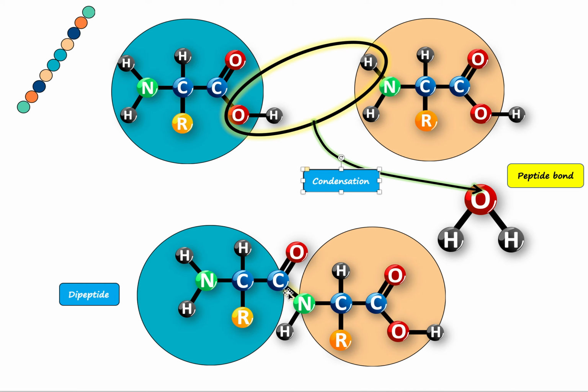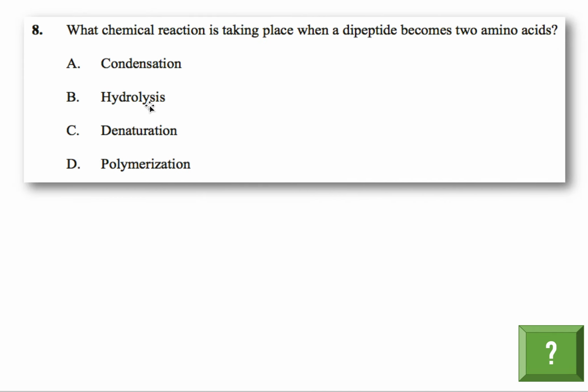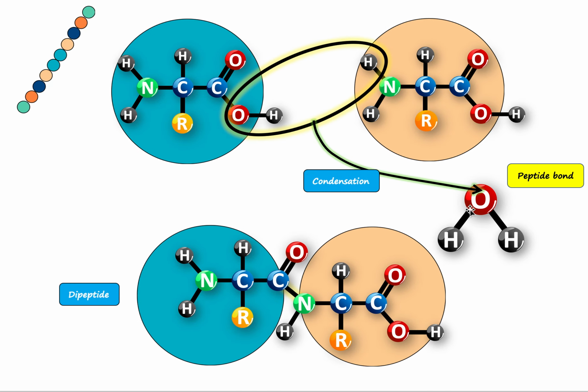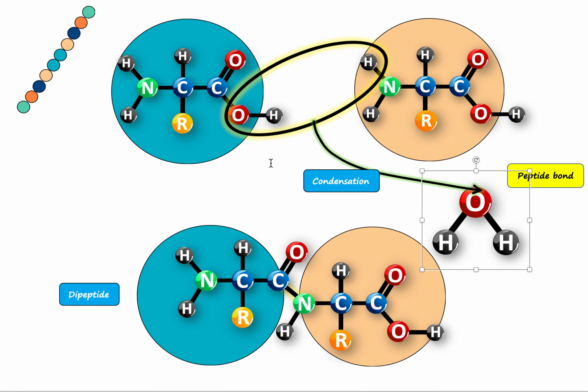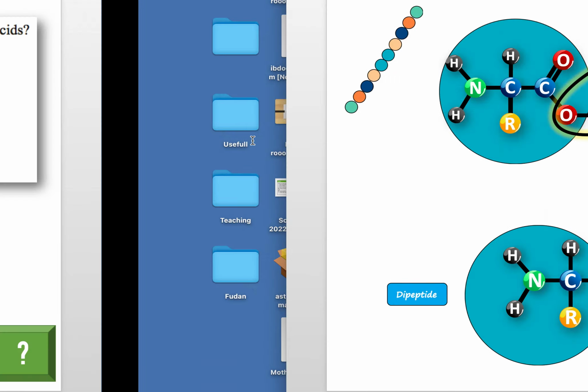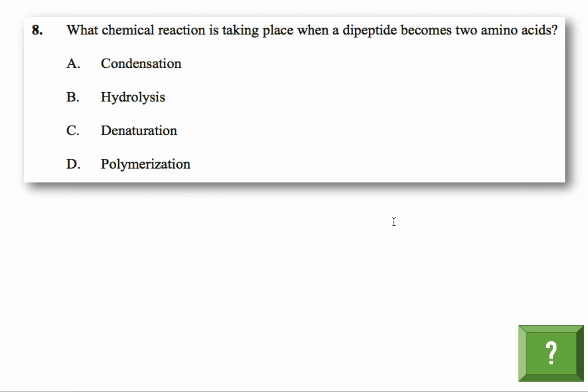So what is the process that does the reverse? The process is called hydrolysis, because you use water, you put water in here to break them apart into the original thing. So it's the opposite. It's called hydrolysis. So the answer is going to be B.